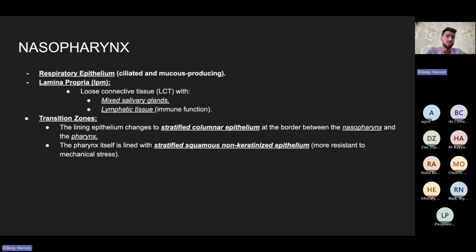Now, when we talk about the nasopharynx, again, it is lined by respiratory epithelium, ciliated pseudostratified columnar epithelium, with lamina propria of the same composition, mixed salivary glands, and lymphatic tissue. And when we talk about the transition zone, the lining epithelium of the nasopharynx, this respiratory epithelium, changes to stratified columnar epithelium at the border between the nasopharynx and the pharynx. So this is the transitional epithelium, and the pharynx itself is then lined with stratified squamous non-keratinized epithelium.